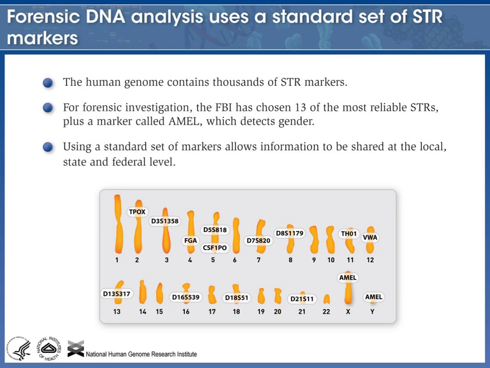Now, as I mentioned, the FBI has chosen 13. It's a little out of date. There's actually 16 now. And they keep a database. So they use a standard set of markers, sections on different chromosomes. They use those over and over again. And obviously, for each individual, they'll have a different number of repeats there. So you can actually then find out perhaps who the person is.